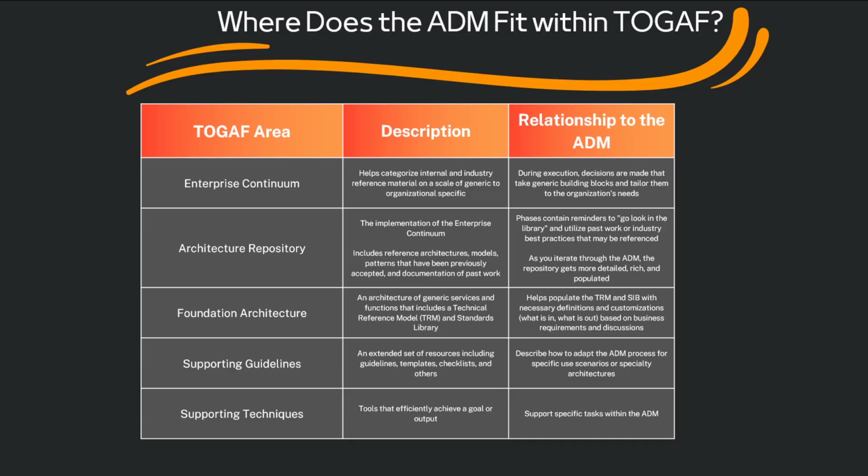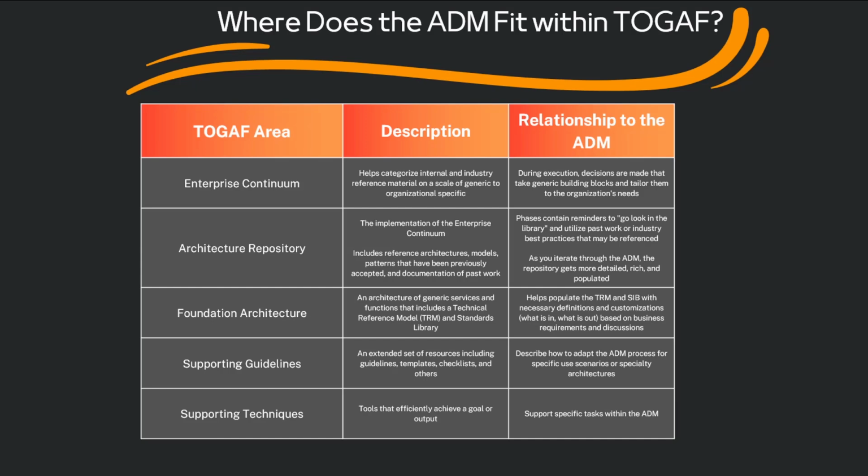Enterprise Continuum. The Enterprise Continuum helps categorize internal and industry reference material on a scale of very generic to very organization-specific. The relationship to the ADM is we use the Enterprise Continuum during execution whenever you need to make decisions that take generic building blocks and tailor them for your specific need, and when we interact with stakeholders.